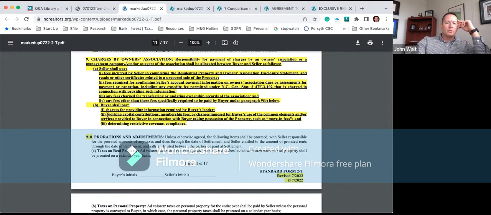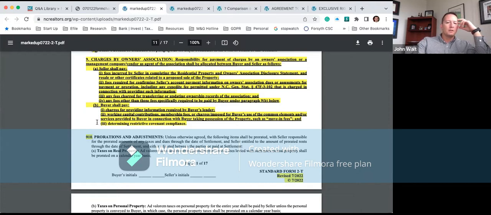Then number two, working capital contributions, membership fees, or charges imposed for the buyer's use of the common elements and or the services provided to the buyer in connection with this. Now, this is different than, say, some kind of transfer fee or something to release the seller and put the buyer in the place. That is not what this is talking about. This is talking about, the HOA says, all right, new member, when you come in, there's a move-in fee. You're going to have to pay that.